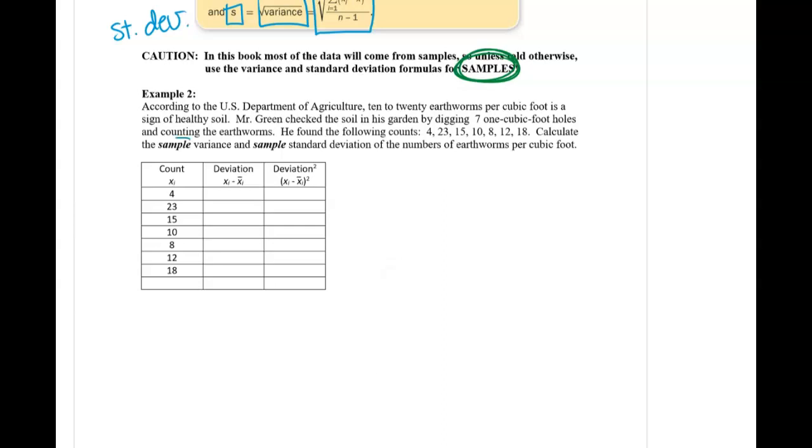And we want to calculate the sample variance and sample standard deviation of the numbers of earthworms. The only thing that really changes is that instead of dividing by n at the end, we divide by n minus 1. That's really the only difference. So first we'll find the mean, which is our x bar. If we add up all these numbers here, we get 90. I went ahead and did it for you. You're welcome. So our x bar, or mean, is 90 over 7, because he dug 7 holes, 7 numbers of earthworms, and this equals 12.86.